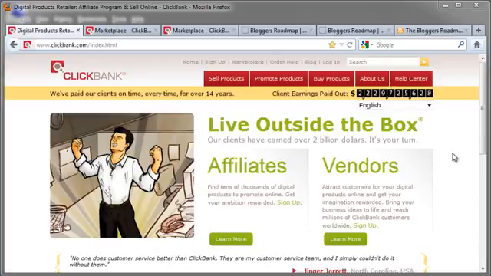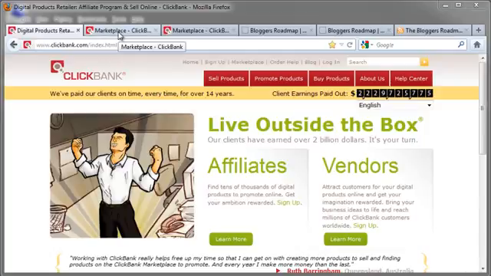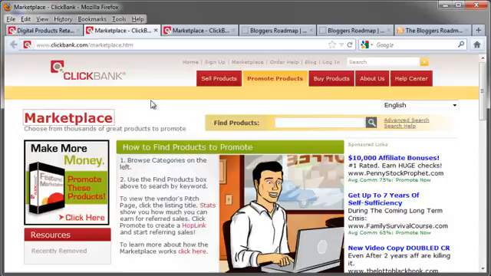At the moment I'm at ClickBank, and ClickBank is a place where people who sell digital products and people who want to promote digital products get together. You can sell products as a seller, and affiliates can come along and promote your products. The place we are going to pay attention to is the ClickBank marketplace, and this is where you find products to promote.